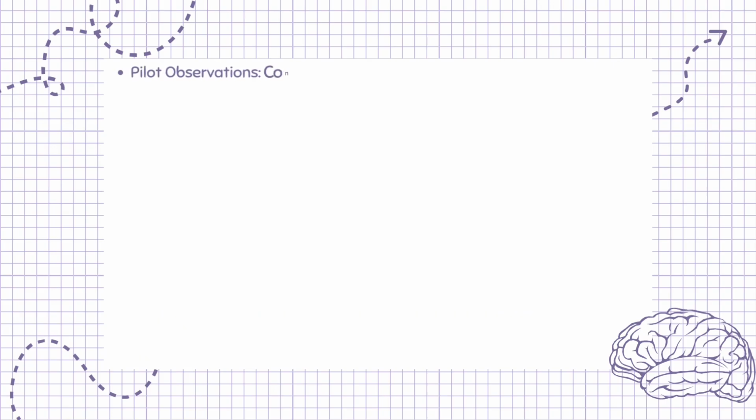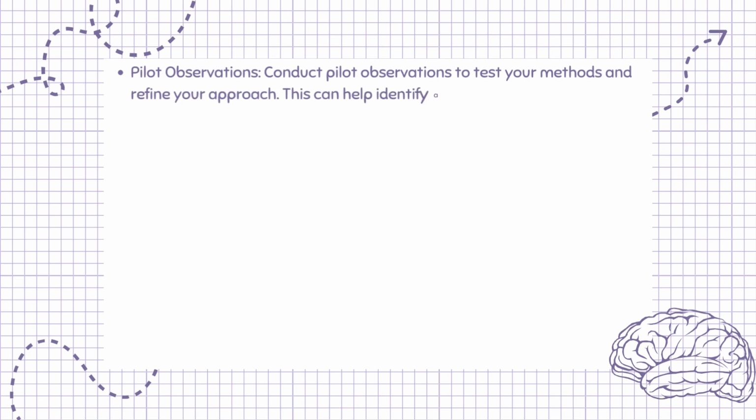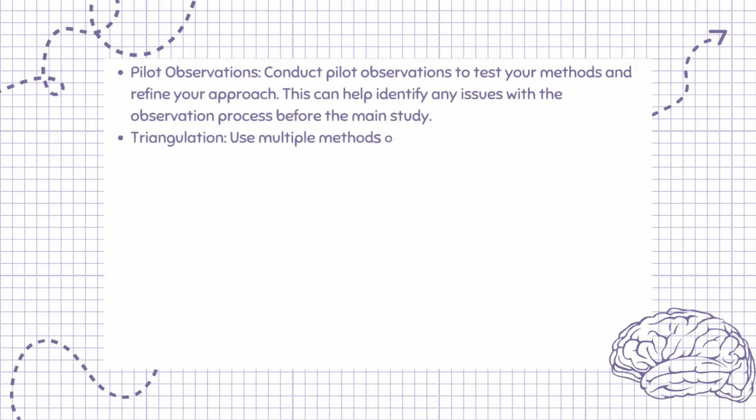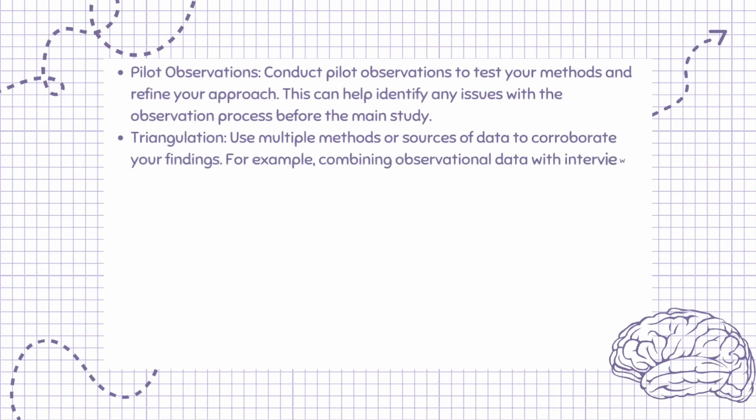Pilot observations. Conduct pilot observations to test your methods and refine your approach. This can help identify any issues with the observation process before the main study. Triangulation. Use multiple methods or sources of data to corroborate your findings. For example, combining observational data with interviews or surveys can provide a more comprehensive view and enhance validity.